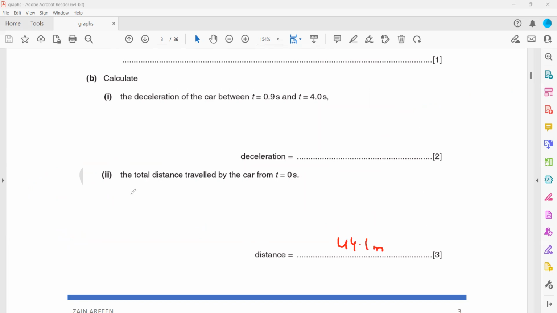Is it clear how we worked out the distance traveled by an object? Does anyone have a doubt or a question on this?